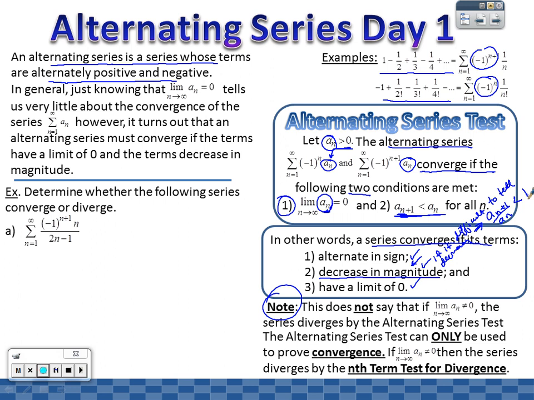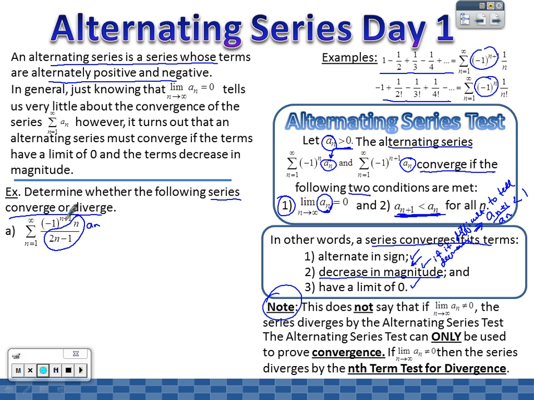So, let's work on our first example. We want to determine whether the following series converges or diverges. Okay? Now, the first thing is, let's circle this part. This is our a sub n part. That's the part that we're going to be dealing with for our limit, decreasing in magnitude. So let's take a look at it.